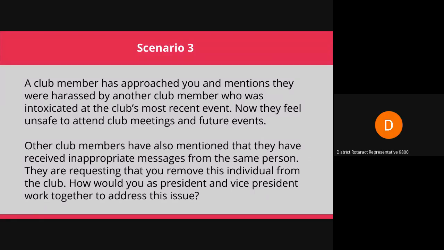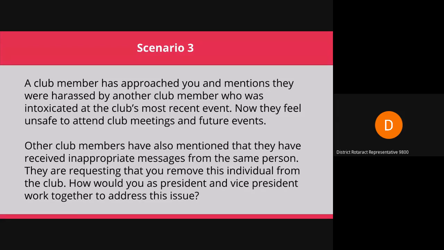So we did get a lot of responses for scenario 3. So thank you for sending them through. I had a look at the responses. There were people who said ban alcohol from all events. Others mentioned just completely remove that member from the club. Others had a different approach. They said gather all the information first before you make any decisions.